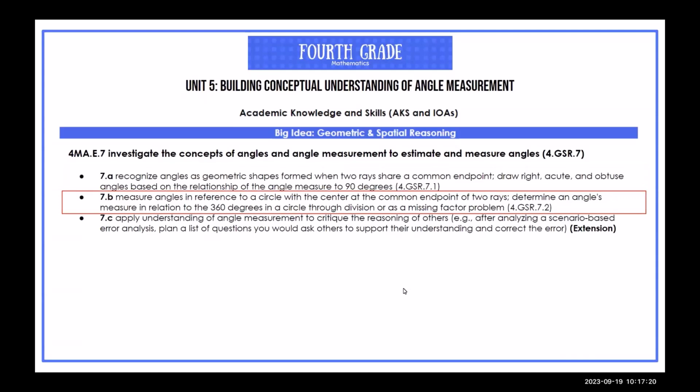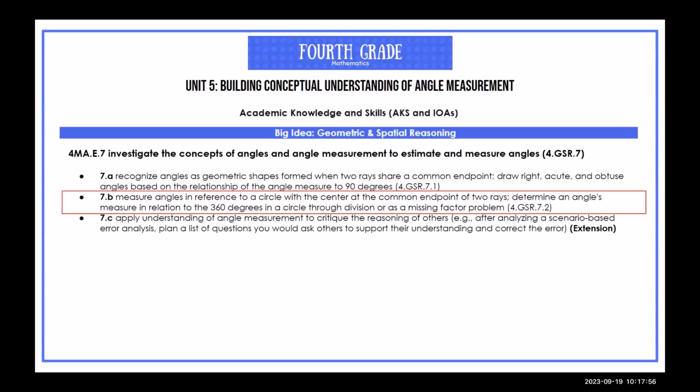For IOA 7B, students investigate angle measurements within circles using non-standard units, wedges of a circle, to make sense of how angles are measured. Angle measurements are introduced with non-standard tools such as pattern blocks, unit angles, and/or wedges prior to introducing protractors. 360-degree protractors support an explicit connection to the degrees of a circle and build conceptual understanding of angles.